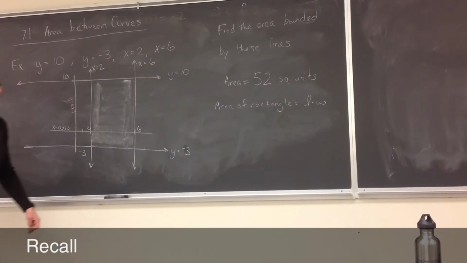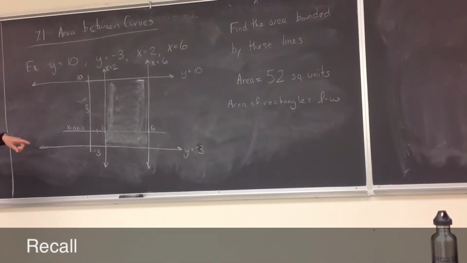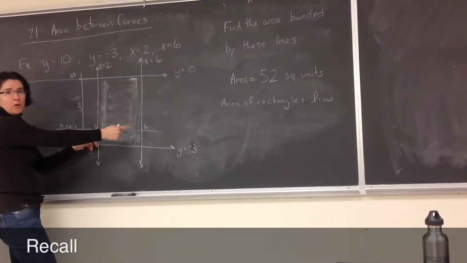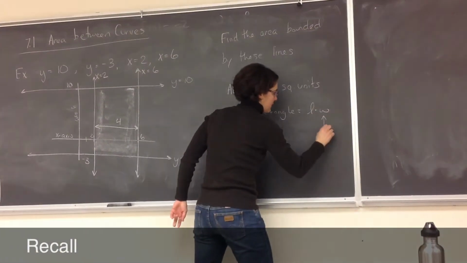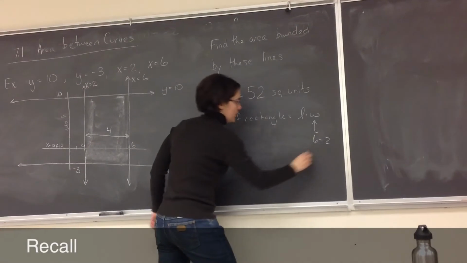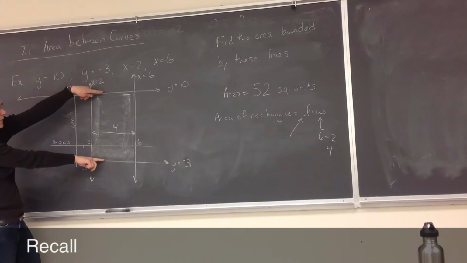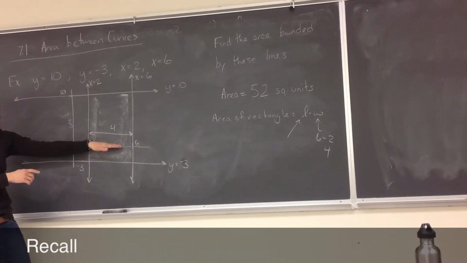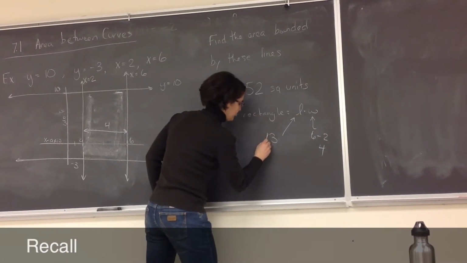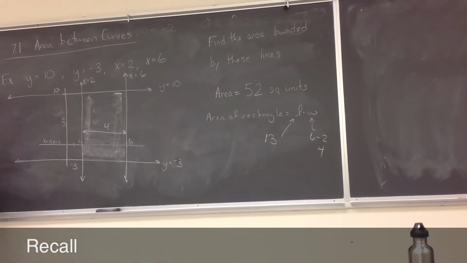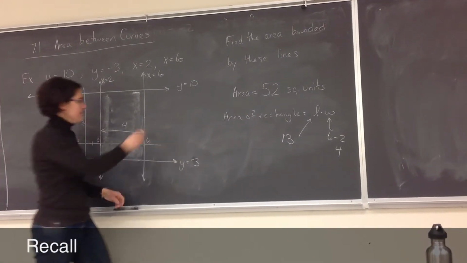Okay, so length times width. Here our width looks like a width of 4. So our width ended up being 6 minus 2, which is 4. And this length here, well, we've got from 10 down to 0, plus an additional 3 onto the bottom here for a total of 13. Okay. So we've got 13 times 4, which is 52 square units. Any questions about that? Okay.